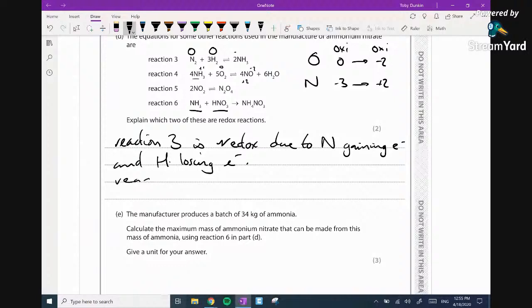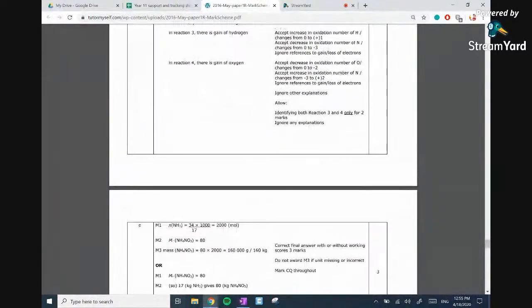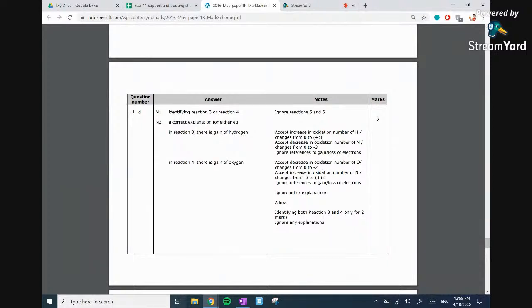Reaction 4 is redox because nitrogen is losing electrons and oxygen is gaining electrons. Ugh, what a waffle. What a vile question. It's really hard. Reaction 3, there was gain of hydrogen. Reaction 4, there was gain of oxygen. All right. Except decrease in oxidation state. Ignore references to loss or gain of electrons.